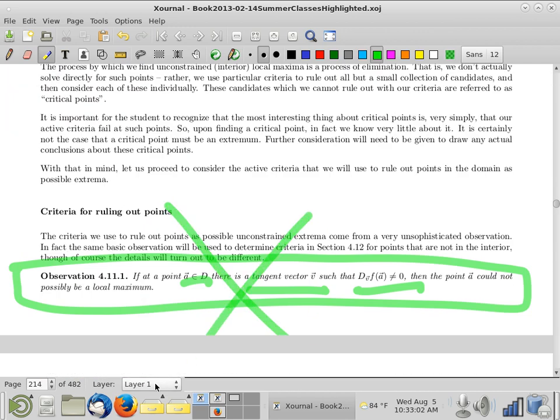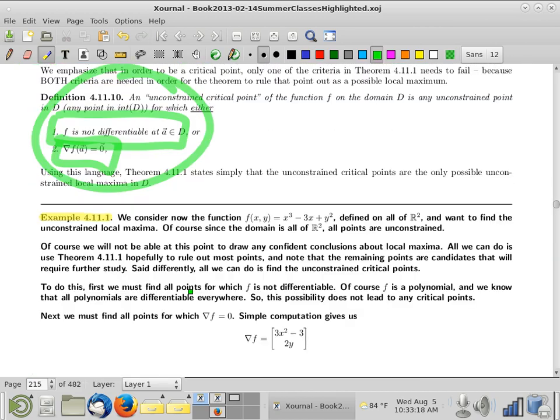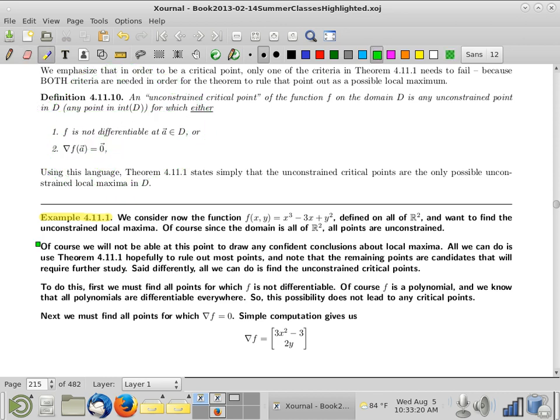In either of these cases, our argument fails, and we can't eliminate it. So again, does that mean it's a maximum? Absolutely not. It just means that we have no idea what's going on. This is a point we can't eliminate, and so given that we can't eliminate it, we have to give it a name and deal with it later. So we call these critical points, just like in single variable calculus. Now you'll notice that I call them unconstrained critical points because by assumption we're looking at an unconstrained point, presumably in the interior of our set.